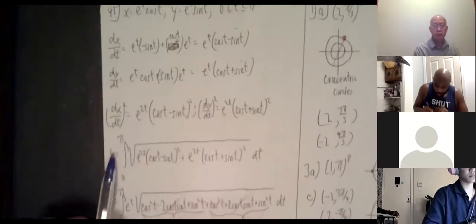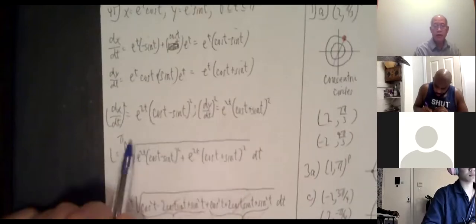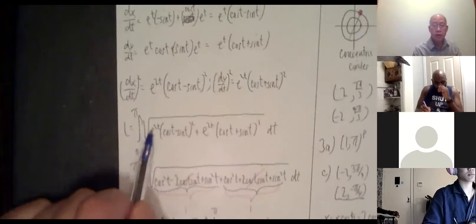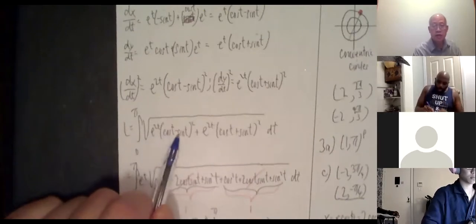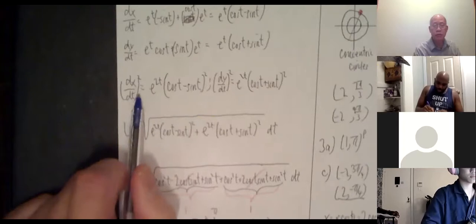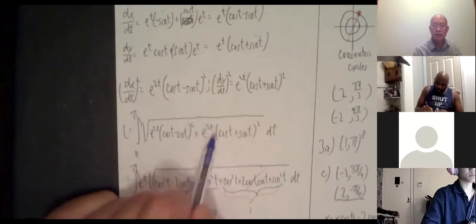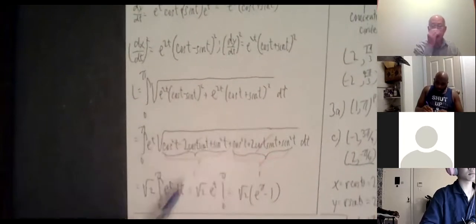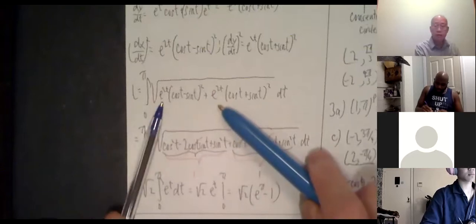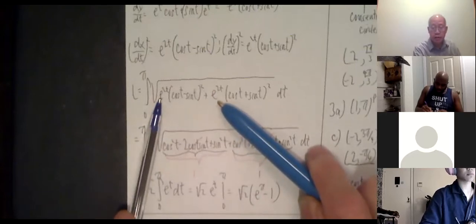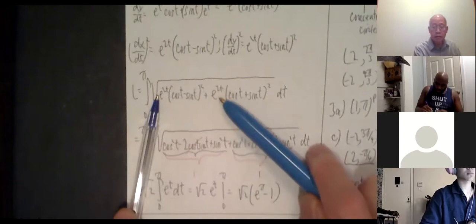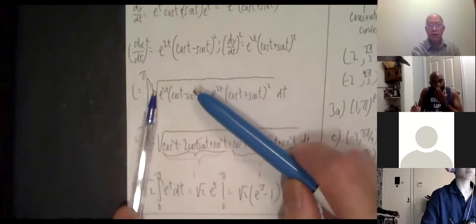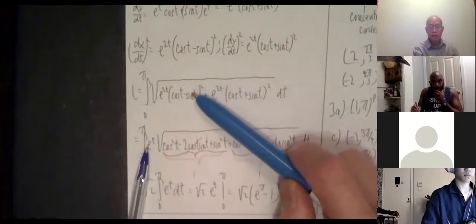So the arc length is the integral from 0 to pi of radical, all of this stuff. It looks pretty bad, but it actually comes out nice. So e to the 2t cosine t minus sine t squared. That's dx dt squared by formula. And then dy dt squared, e to the 2t cosine t plus sine t squared. Now, I'm going to factor out the e to the 2t, right? There's an e to the 2t here and here. So it's e to the 2t parentheses all that. And then the square root of e to the 2t is e to the t. So I just have e to the t left over.